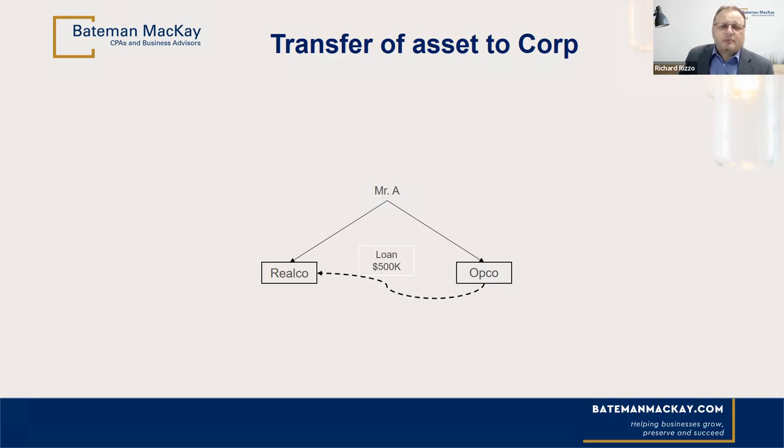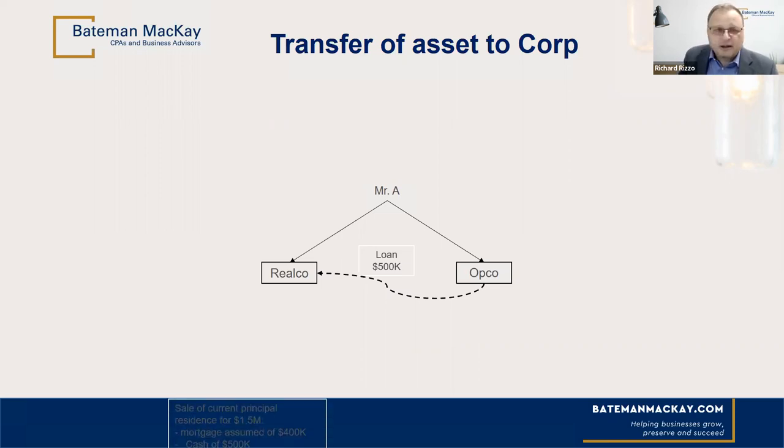Realco then would need the money to pay for the home. So what we said is, well, the money is in OPCO. So OPCO will loan the money to Realco, the 500,000 that we need to essentially purchase the new home. Between corporations, you can loan money. There's no tax implications, so it's not an issue.